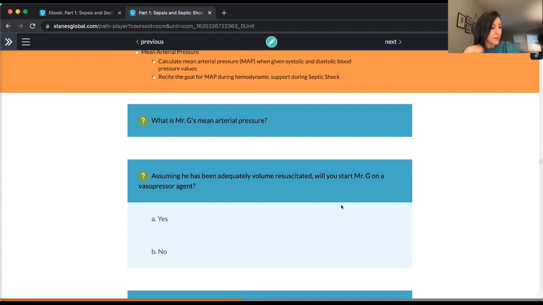Do any of the other panelists have anything to add to that? Because I think this is very common for us to get confused. Should we give more fluids or should we start pressors?